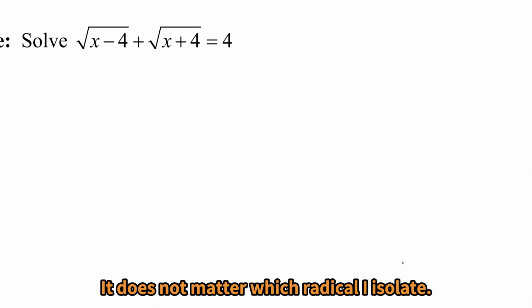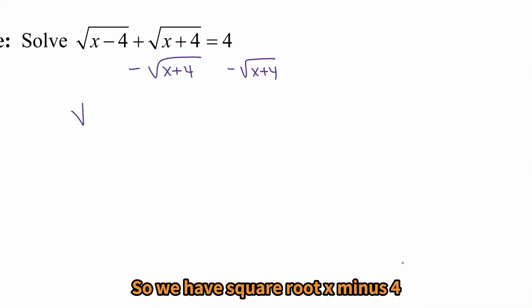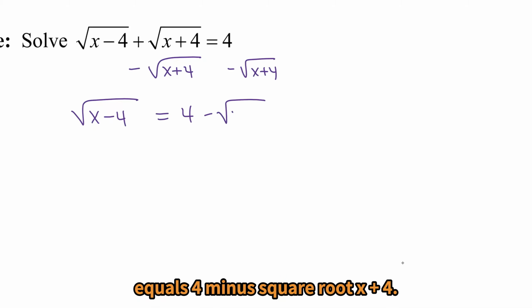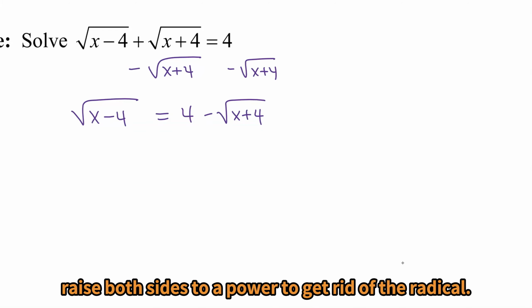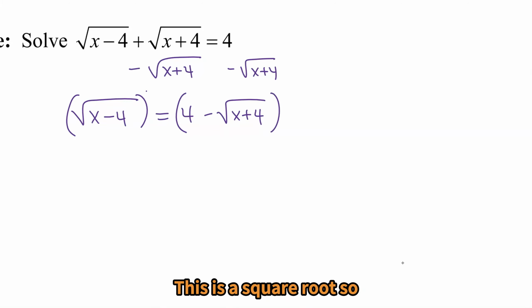So here we're going to take the first step: isolate a radical. It does not matter which radical I isolate. I'm just going to isolate the first one. So we have the square root of x minus 4 equals 4 minus the square root of x plus 4. And then the next step is to raise both sides to a power to get rid of the radical. It's a square root, so I'm going to square both sides.